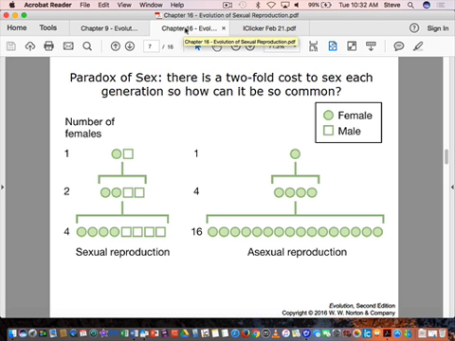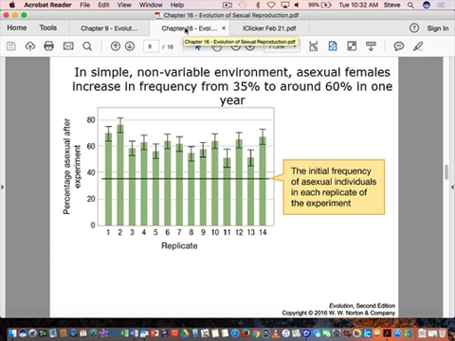So how does that jibe with what we just showed? What do you think? Is there something else going on? Okay. Let me just show you a quick experiment that demonstrated that very fact. And this was done in a New Zealand snail.